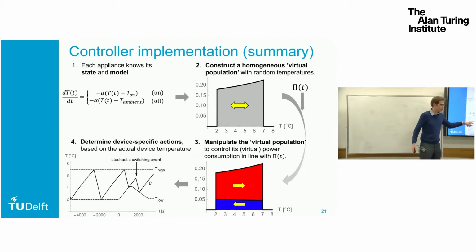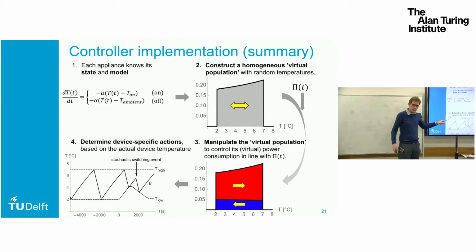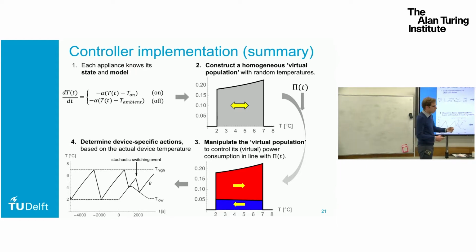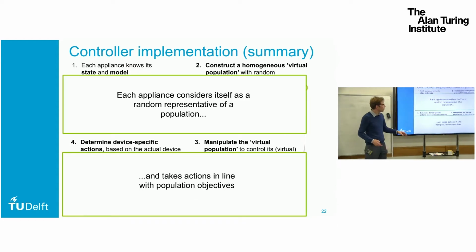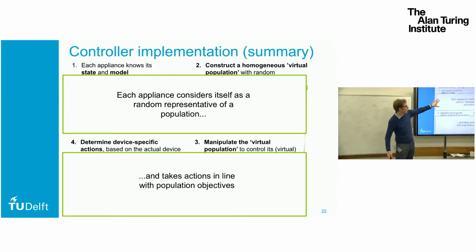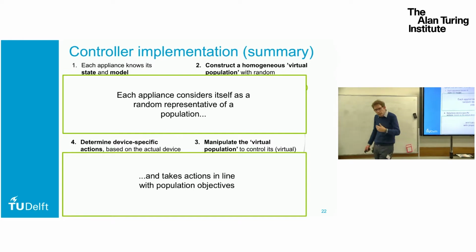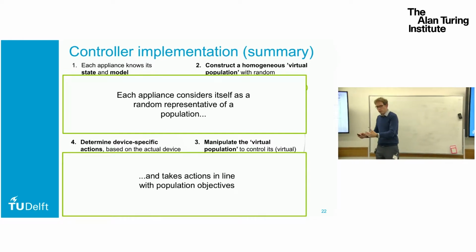And then it computes backwards for its own particular state how it should be switching to achieve in this population the desired behavior. So really it considers itself as a random representative of a population, and then it takes actions in line with what it wants the population to do.